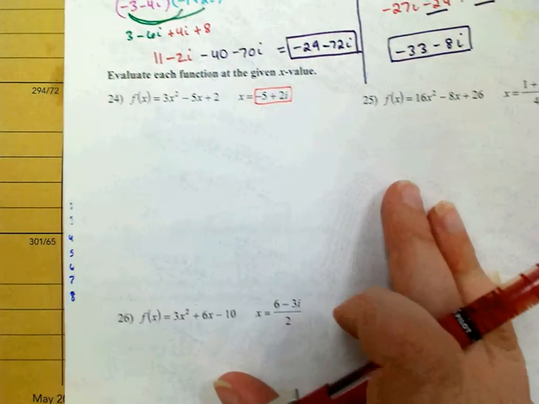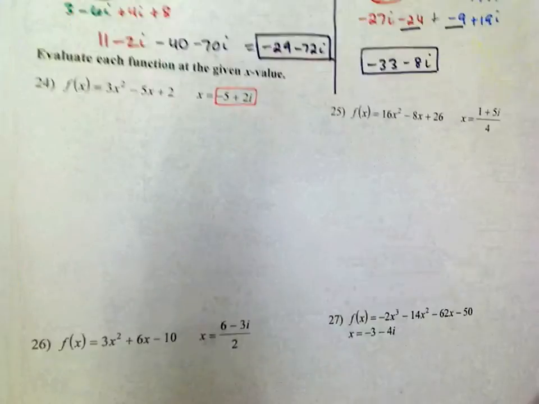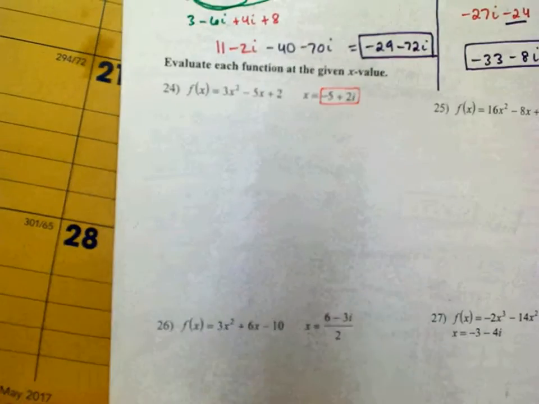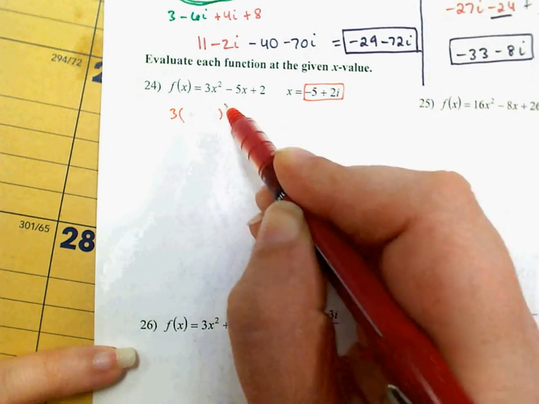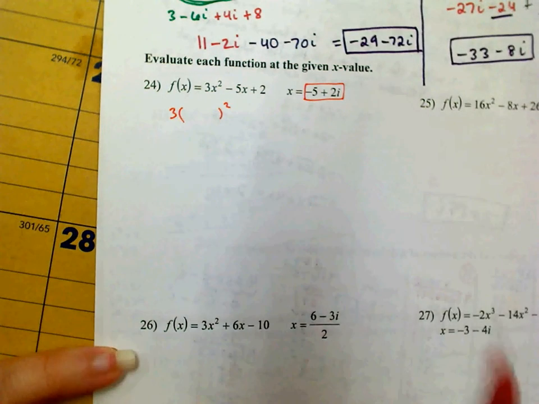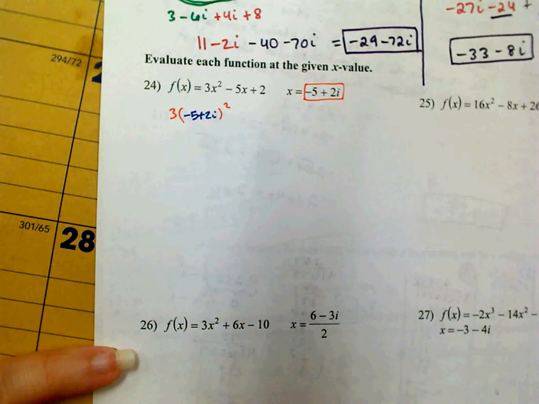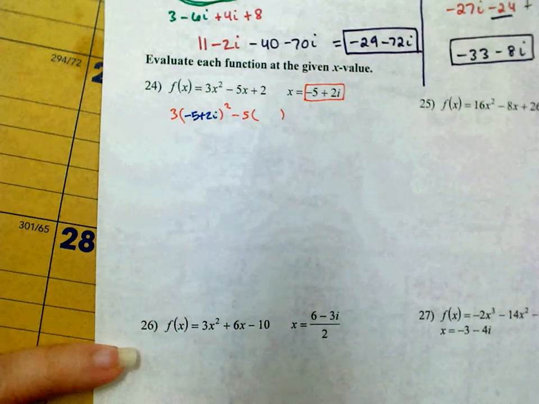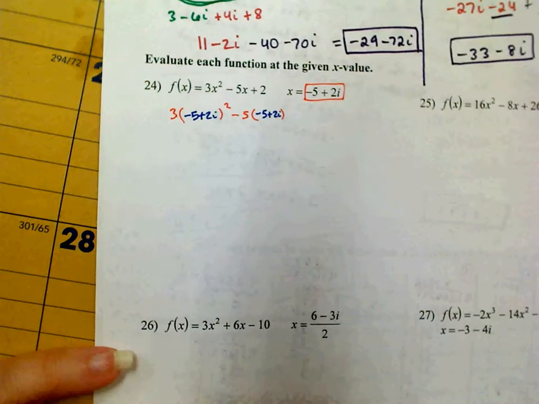So I'm going to have, let me rearrange this. Okay, so I'm going to have 3 times negative 5, or x squared, which is negative 5 plus 2i. Let me go ahead and fill that in. So negative 5 plus 2i, and then minus 5 times, again, x, which is negative 5 plus 2i, and then plus 2.